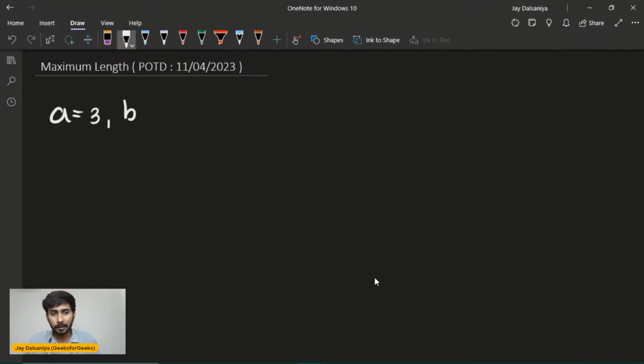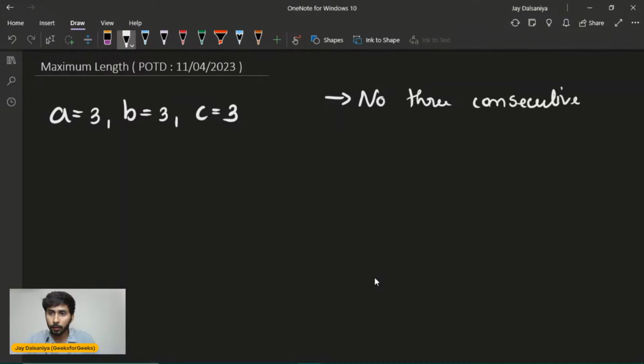The first test case given to you contains A, B, and C. The frequencies of all these three characters is 3. Now the question says no three consecutive. I'm just writing down the highlighted point of the question.